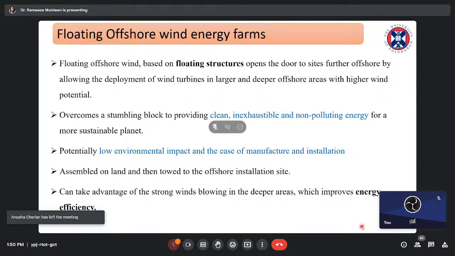This overcomes a stumbling block to providing clean, inexhaustible, and non-polluting energy for a more sustainable planet, with potentially low environmental impact and ease of manufacture and installation. The platform is already floating in the water, so we can assemble it on land and tow it to the location using any barge. So we can take advantage of the strong winds blowing in the deeper areas, which improves the energy efficiency.